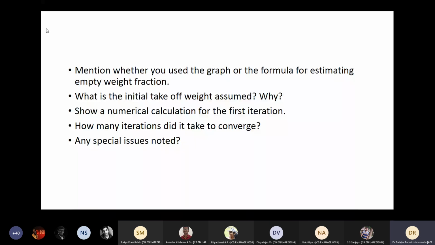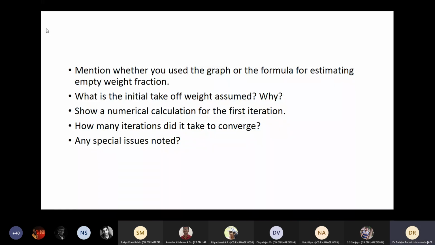So then you can also say what is the initial takeoff weight you assume for the iteration. For the first iteration, show a numerical calculation so that, if you're not using a program, you are doing it manually. Show the calculation. Even if you are using a program, manually calculate the first iteration and check whether the program is also giving the same value. Otherwise, one of them may be wrong. Okay. Then you can use the program for the subsequent iterations.